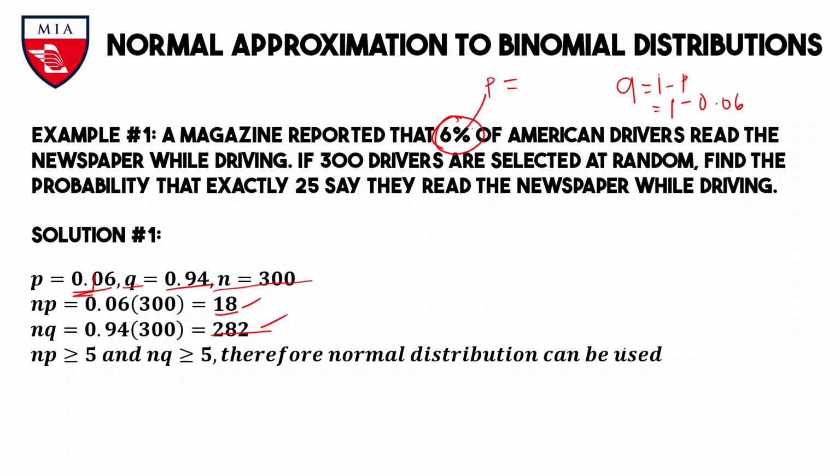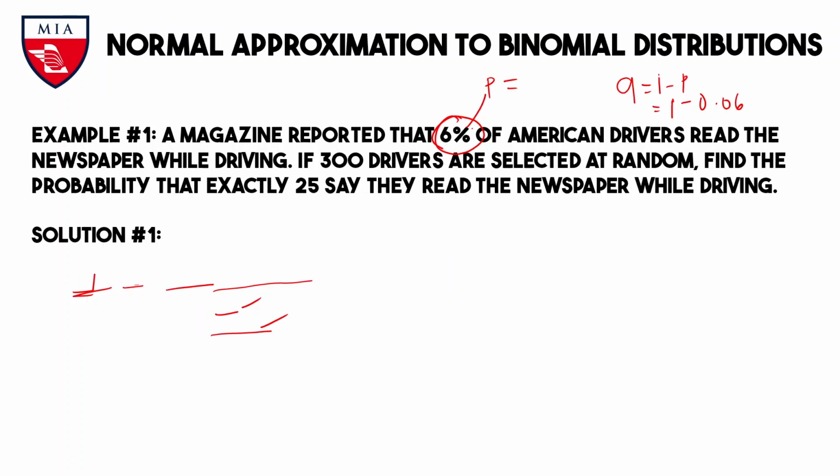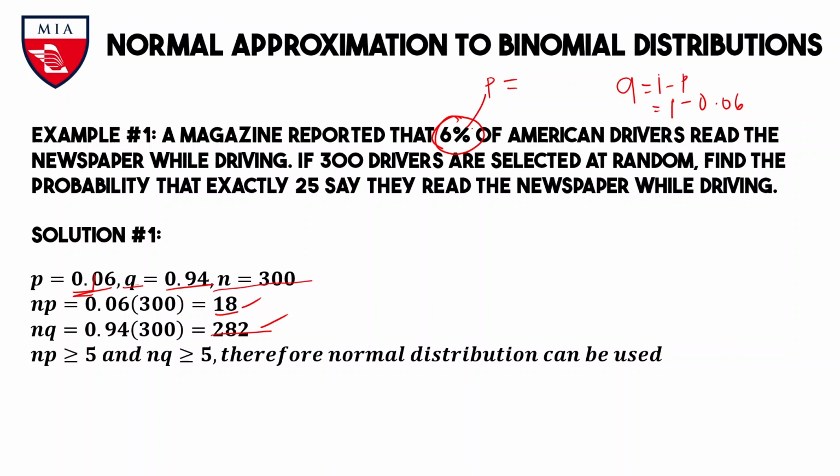Therefore, the normal distribution can be used because, based on the table, we can use the normal distribution if n times p is greater than or equal to 5 and n times q is greater than or equal to 5. Based on the answers in this problem, we can use the normal distribution because np is 18 and nq is 282, both at least 5.